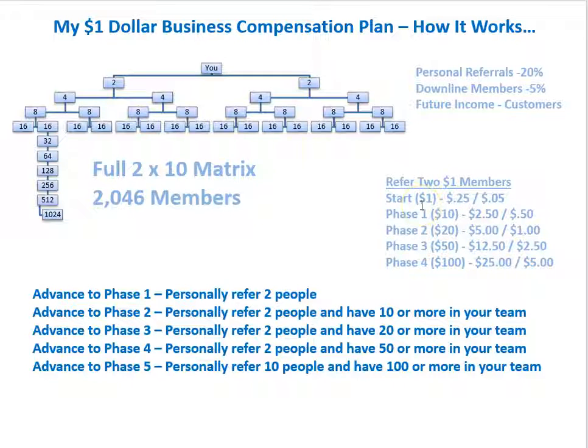And then there is a new level that was added into our business, as we're just now going to launch, called phase 5. It doesn't add any more income here, but we'll talk about what it provides you later on. You personally refer 10 or more people when it takes a snapshot, and you have 100 or more in your team, and you're going to advance to phase 5.